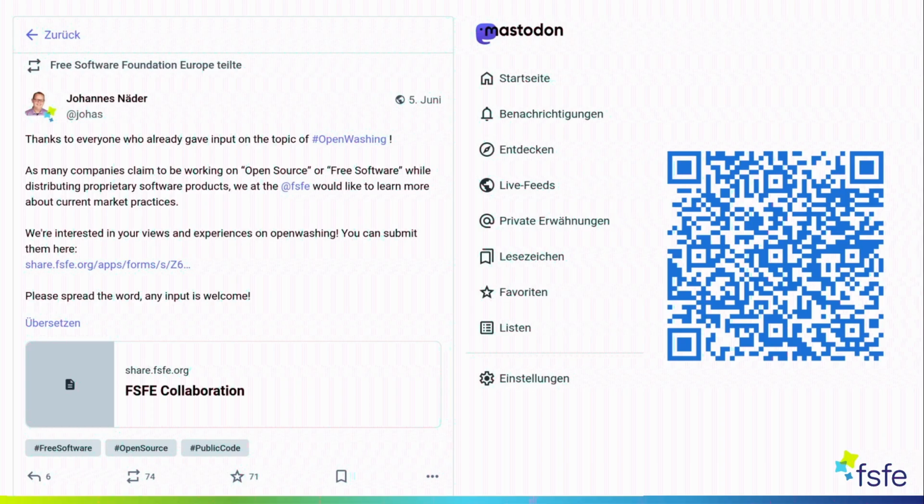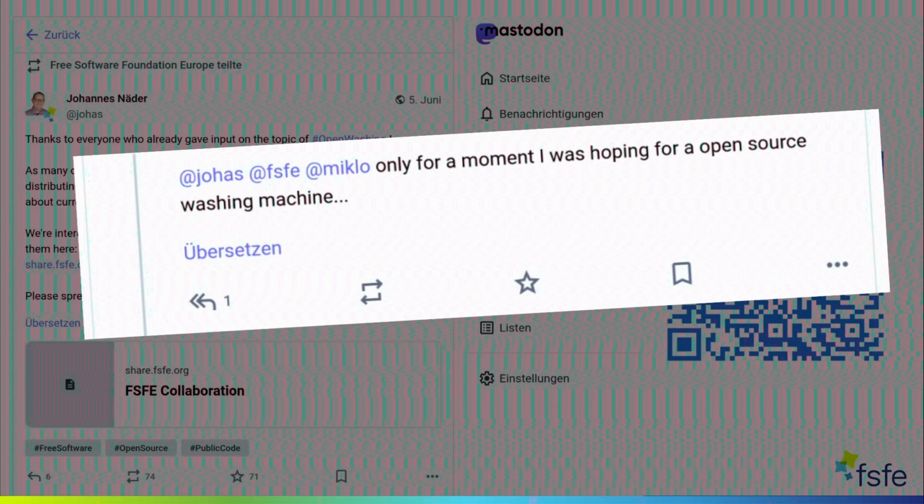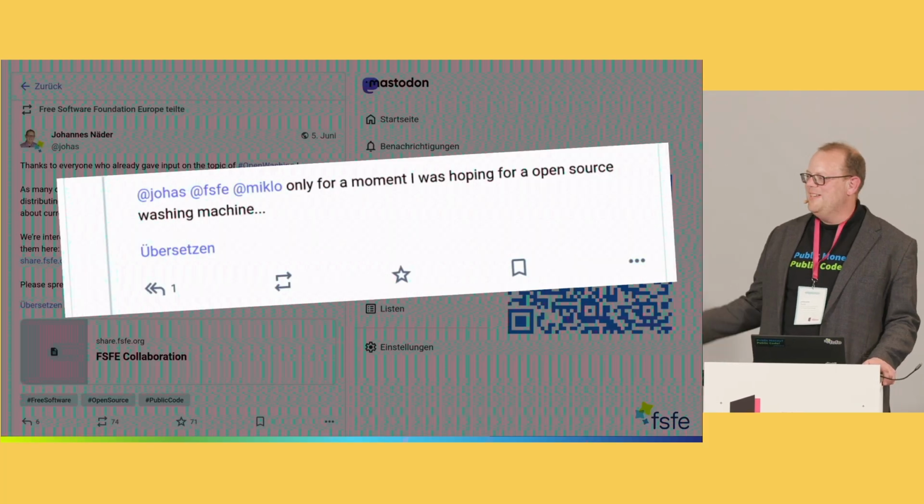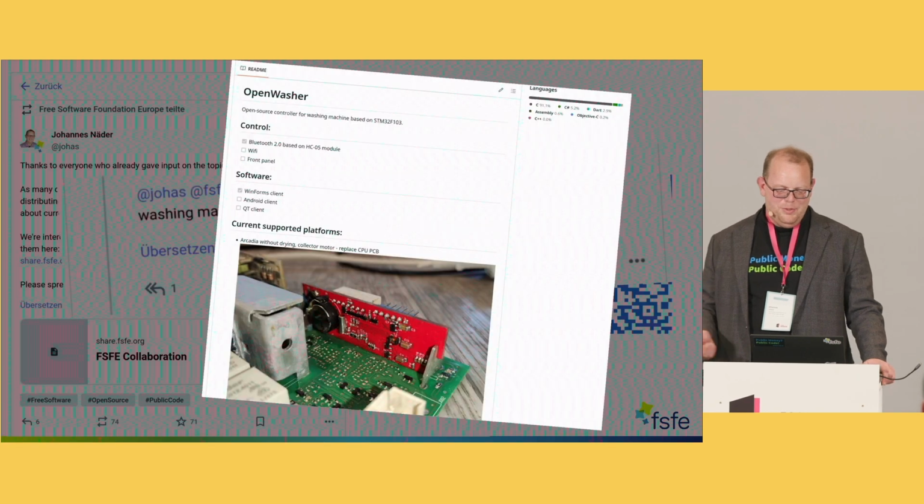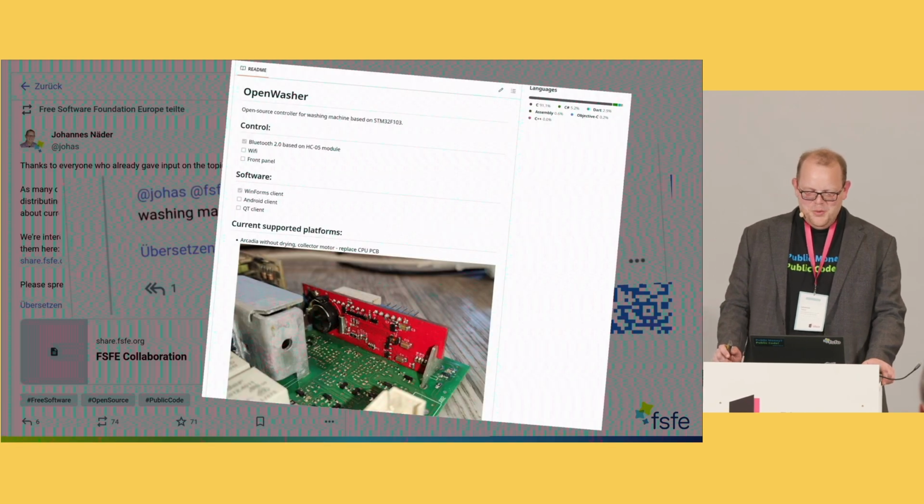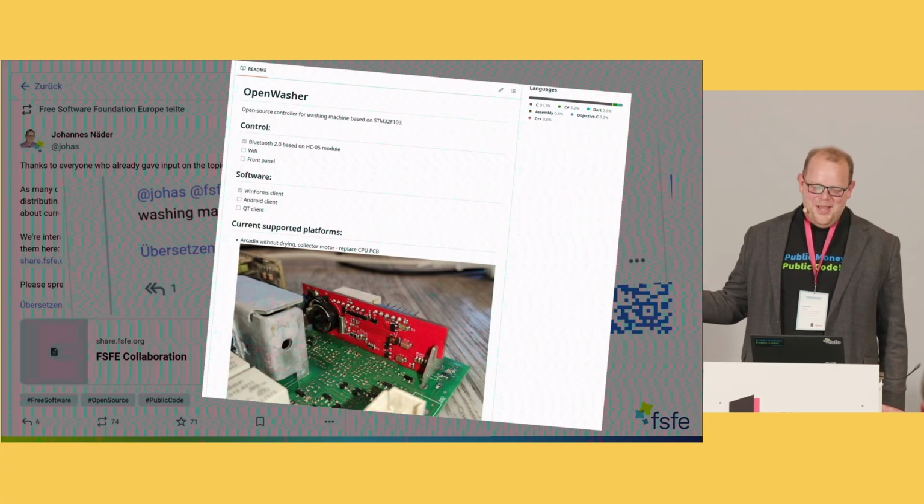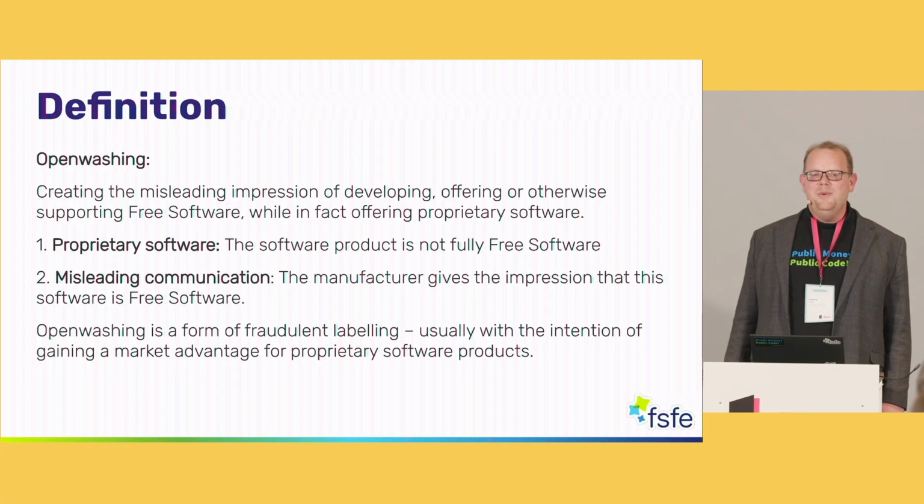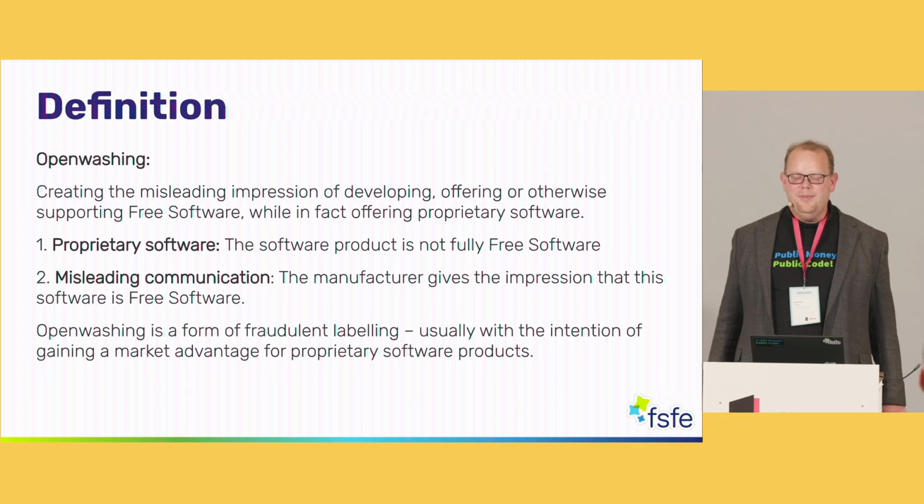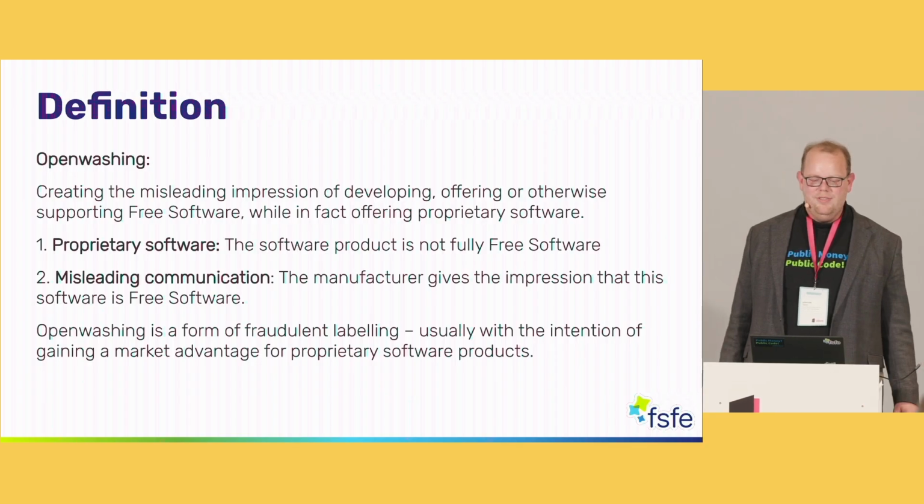And we received a lot of answers there, also some really interesting ones, like this one. Someone was hoping for an open source washing machine. So in fact, his idea is not so wrong. I've conducted some research on this, and on GitHub I found a project called Openwasher, which in fact is an open source washing machine. Okay, but not so helpful for our topic. That's why we, based on the survey, came up with a hopefully profound definition.